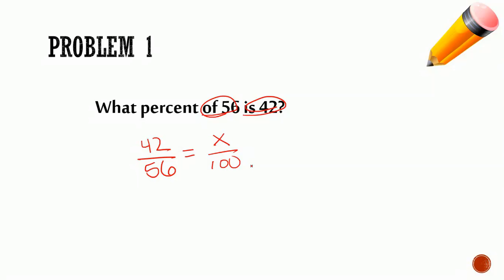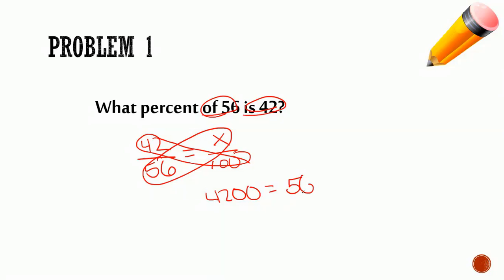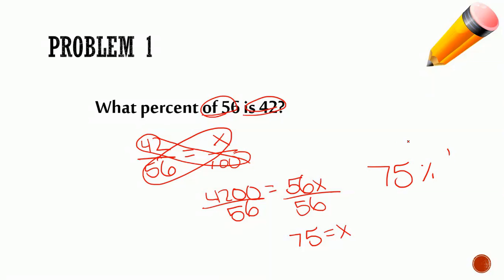So let's figure this out. 100 times 42, that is 4200. 56 times x is 56x, right? Using cross products again, let's divide by 56. 4200 divided by 56 is 75. So it is 75%. So 42 is 75% of 56.